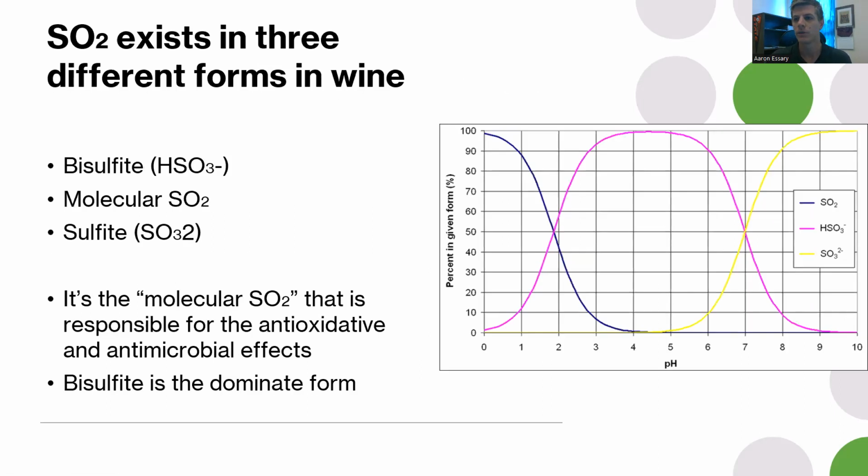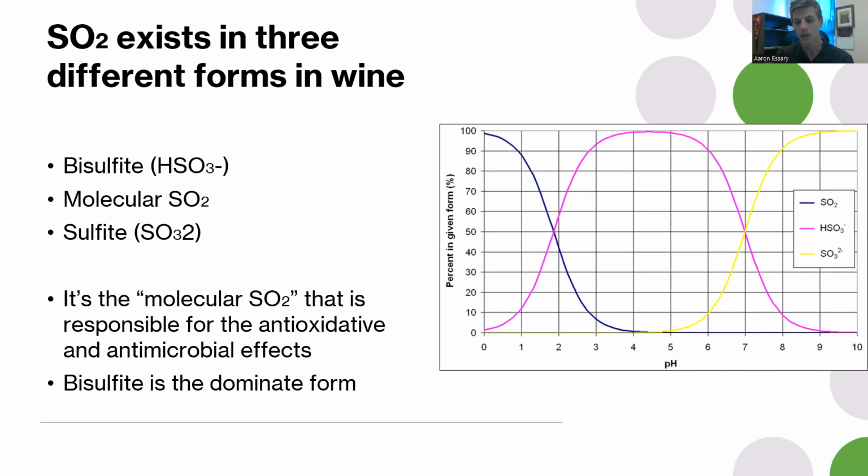Okay, so I'm going to spend quite a bit of time on this slide because it's kind of important and it's somewhat tedious to understand. SO2, sulfur dioxide, exists in three different forms. There's the bisulfite form, the molecular SO2 form, and then a form just called the sulfite form. But the sulfite form really doesn't exist at wine pH. And this is where I'll really dive deep into this. It's the molecular SO2 form that is responsible for the antioxidative and antimicrobial effect that we all know and love as free SO2.